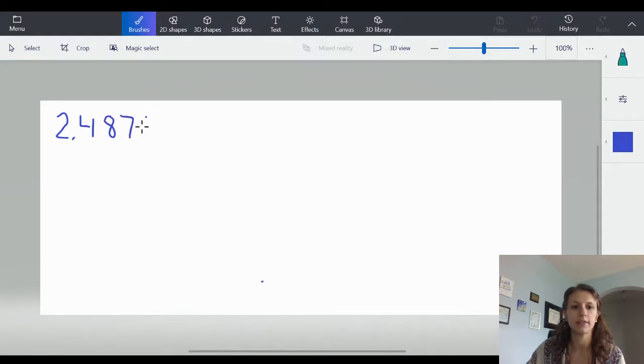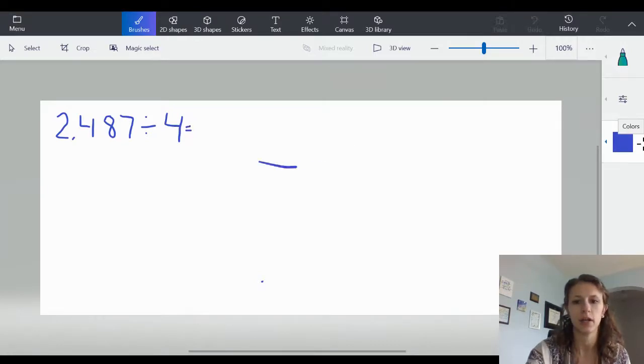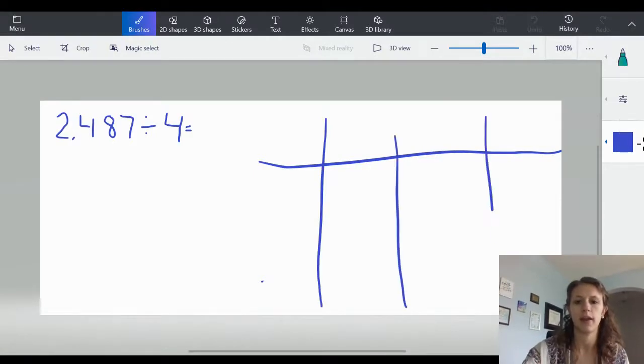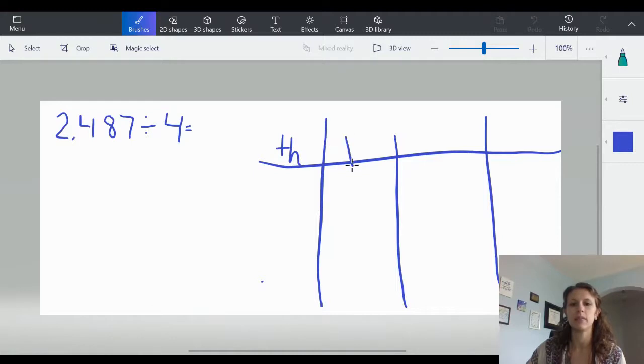2,487, and we're gonna divide that into four groups. All right, so let's start by setting up our place value chart. I have a four-digit total, so I need to represent it on a four-column chart showing my thousands, my hundreds, my tens, and my ones. I go ahead and represent my total of 2,487.